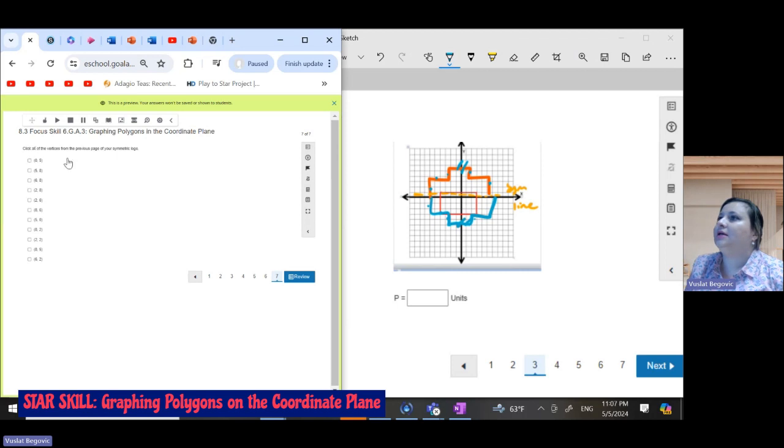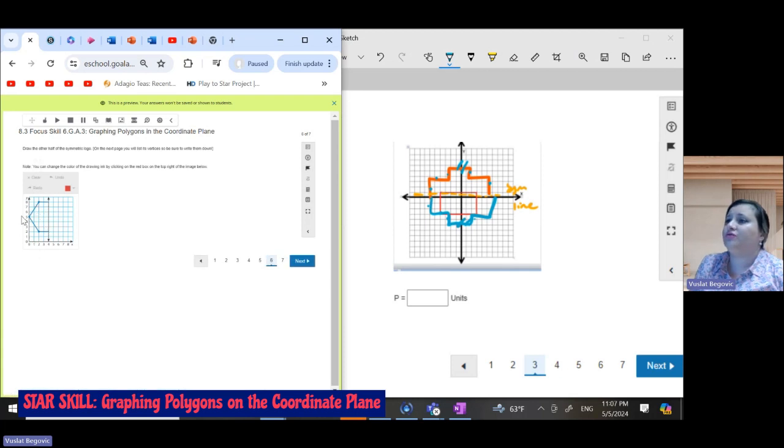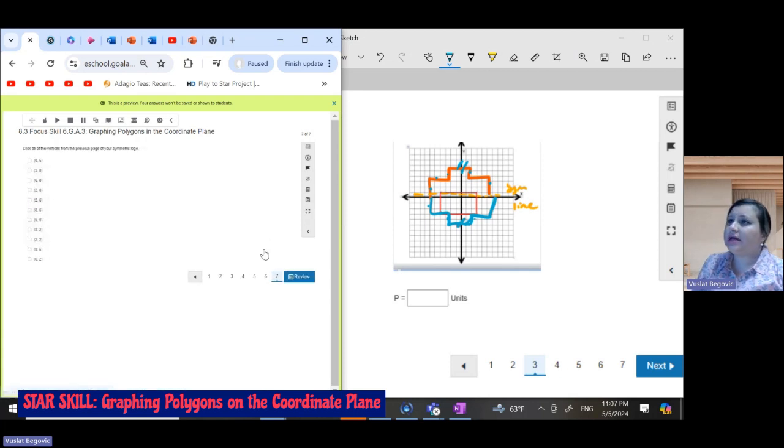And then you will find all the vertices. Vertices are the corners of the shape, and then you will write the coordinates of these. You know that already. We talked about it in the coordinate plane two weeks ago or so.